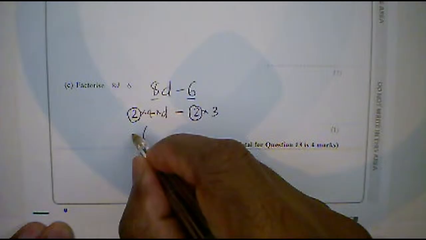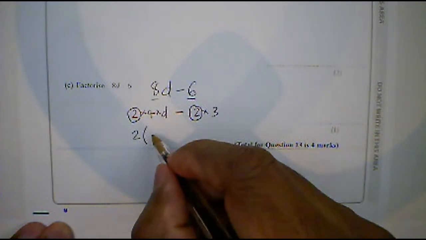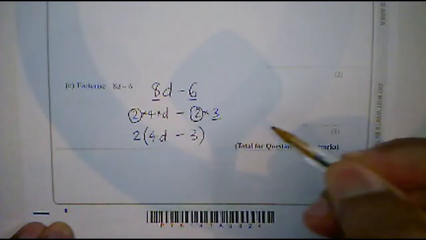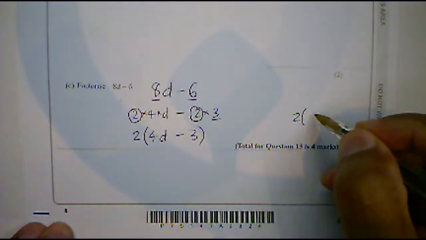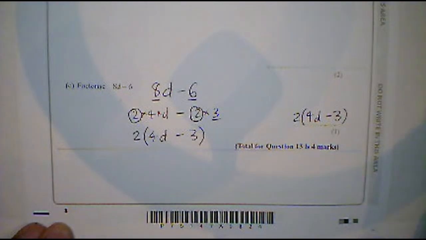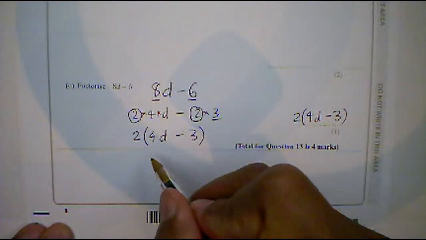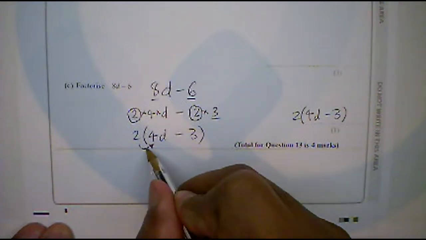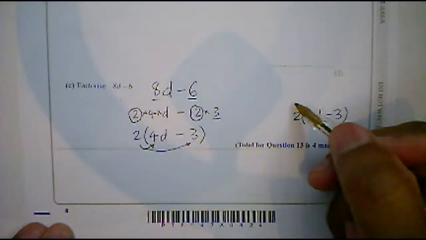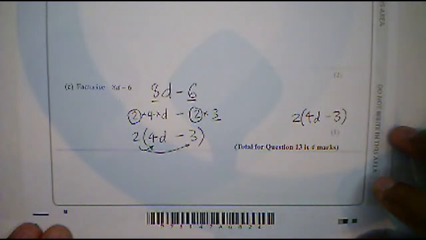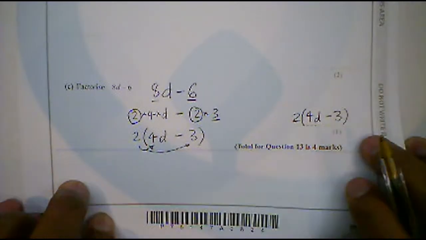So I can take the 2 out. I'm left with 4 times d, or 4d. Take away, got 3 there. So my final answer becomes 2 bracket 4d take away 3. And again, when you have time in the exam, just check by expanding the brackets. 2 times 4 is 8d, and then you've got 2 times 3 gives me 6, and I've got the minus there. Okay, so that's our fourth question of our pack.